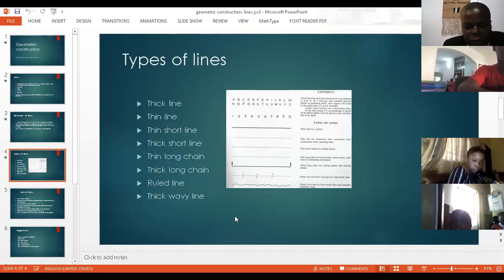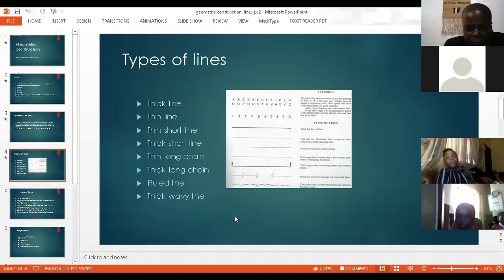So now, on the screen, you can see types of lines and the picture of the types of lines. Types of lines, we have thick line, thin short line, thick short line, thin long chain, thick long chain, rule line, and thick wavy lines.